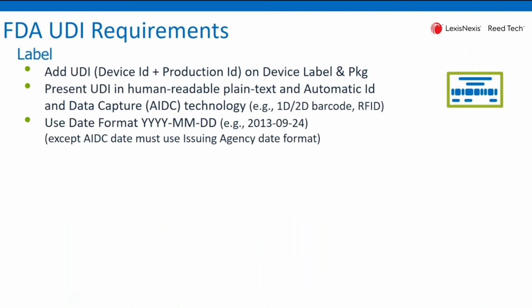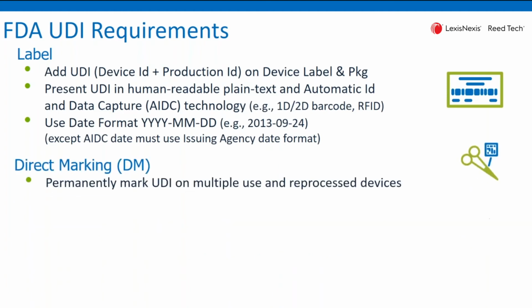The FDA UDI requirements have a number of tenets, 4 basic areas. Basically, the UDI information that needs to be included on the label has to be expressed in human readable plain text and also in something called automatic ID data capture, AIDC. So that is usually implemented as a 1-dimensional or 2-dimensional barcode. There is a requirement there for the date format as well.